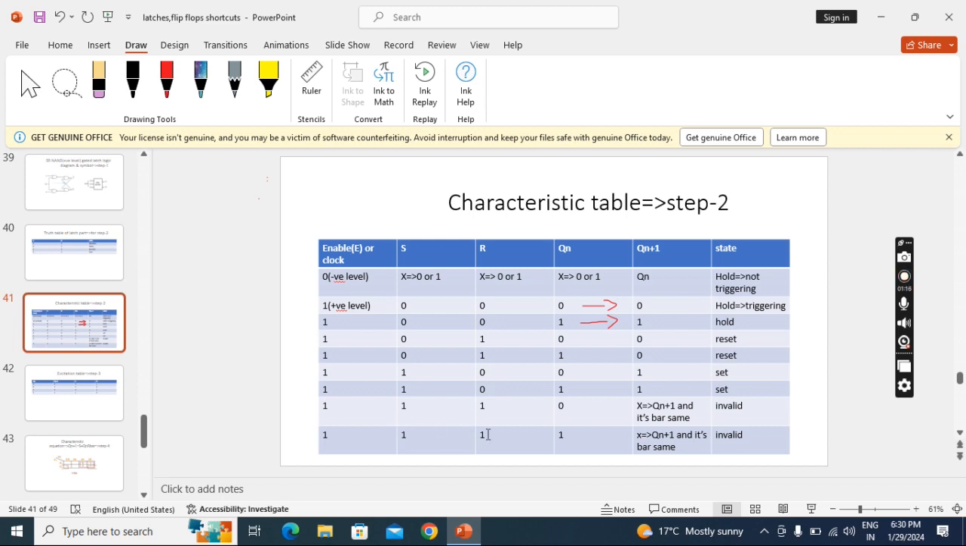Then 1, 1 is happening. The latch driving part gets 1, 1, but the latch part gets 0, 0 at input. So it will become invalid. Invalid X means, here what you have to observe, X means 0 or 1. And here invalid means this Qn plus 1 value and Qn plus 1 bar value are both the same. That's the meaning.